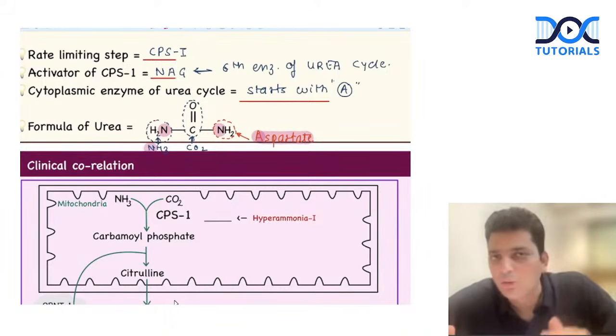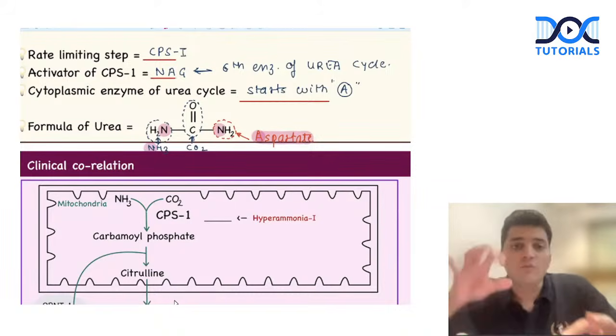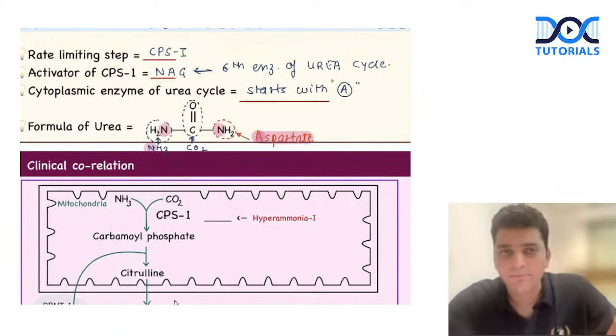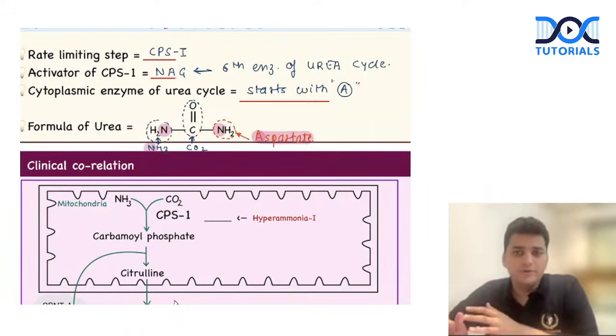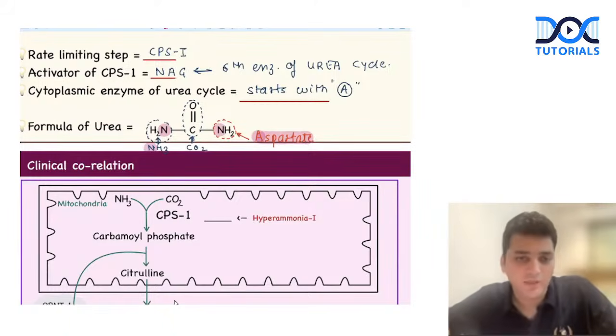If you don't do the urea cycle, what will happen with the urea levels? They will be less. And what will happen with the ammonia levels? They are going to be more, right? So whenever the urea cycle doesn't happen, the ammonia will not convert into urea and the ammonia increases, and that is called hyperammonia.